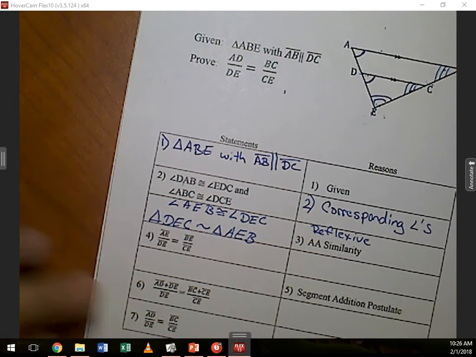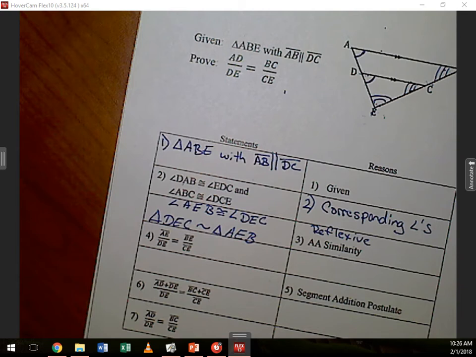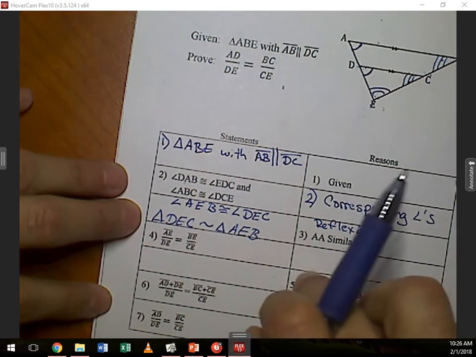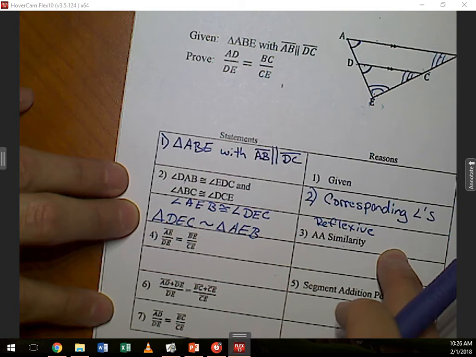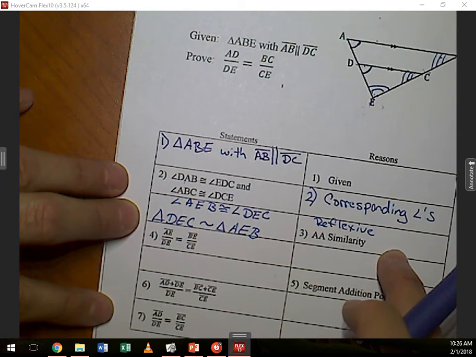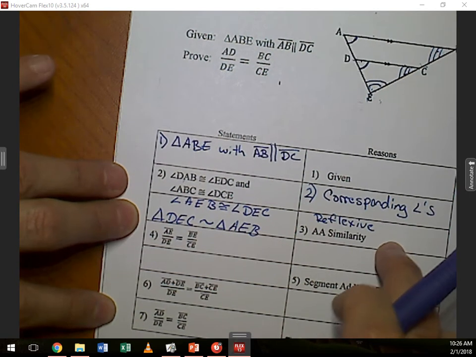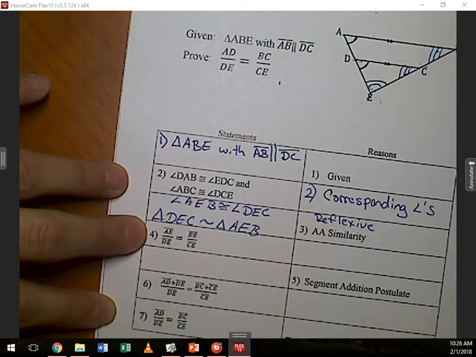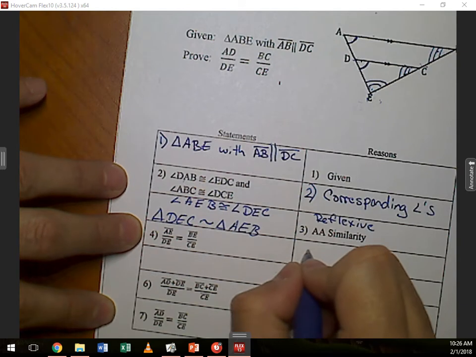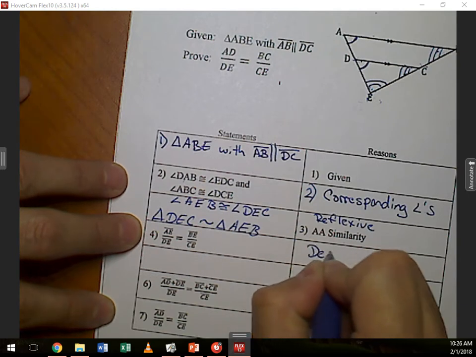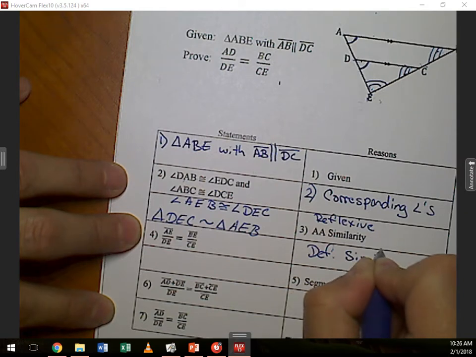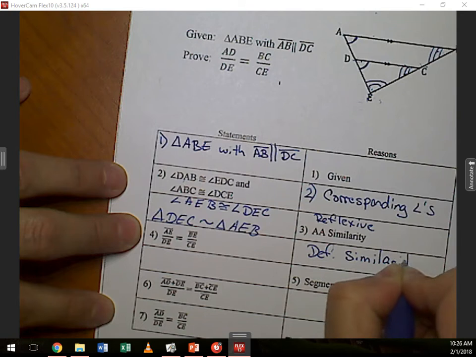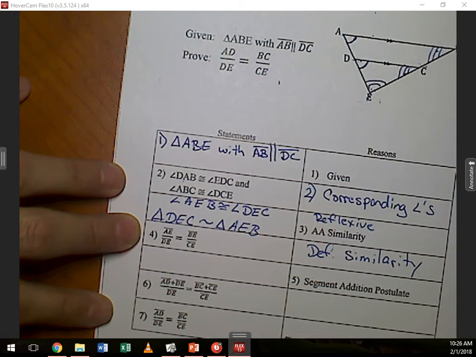Okay, so now I was able to actually get that, and my reasoning for that one is because at this point right here, we are able to say that these triangles are similar. Because I said the triangles are similar, I say that their sides are proportional. That is my definition of similarity. So I have my definition of similarity there.